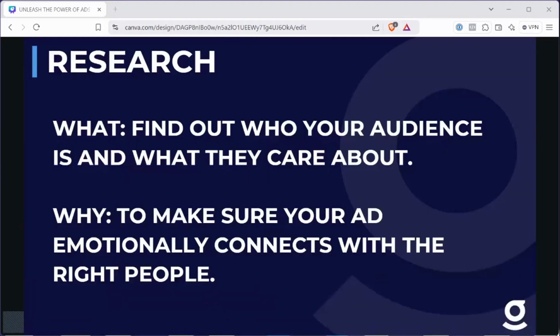So what are we doing here? So very simply, we are finding out who your audience is and what they care about. Why? Because we want to make sure your ad emotionally connects with the right type of people. And we've got to remember that people generally buy based on emotion, they don't buy on logic. And so we've got to create that emotional connection. And the whole industry, this fitness industry, is all built on emotion. It's emotional connection. And that's what we want to achieve here.